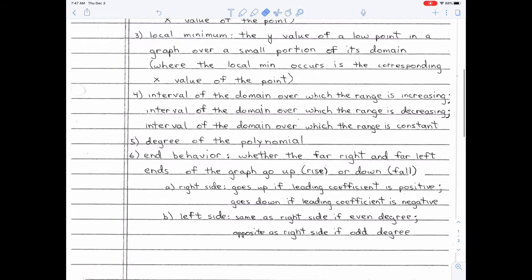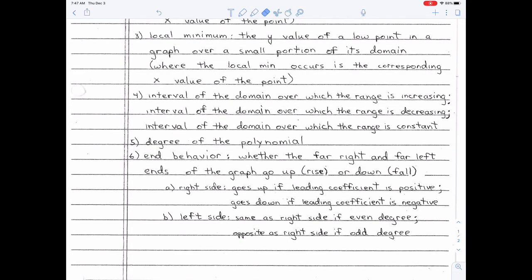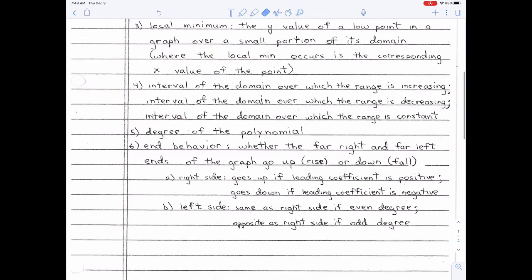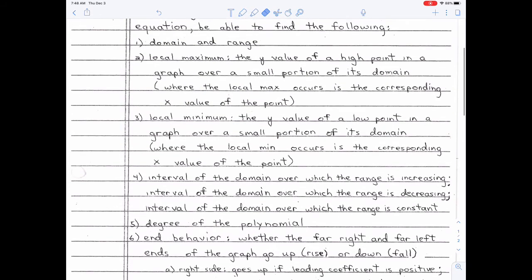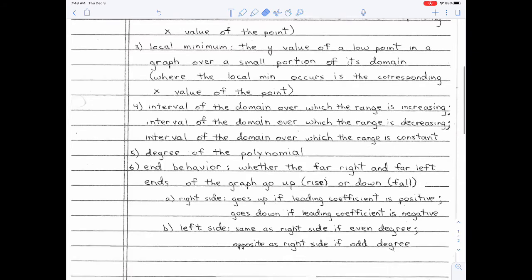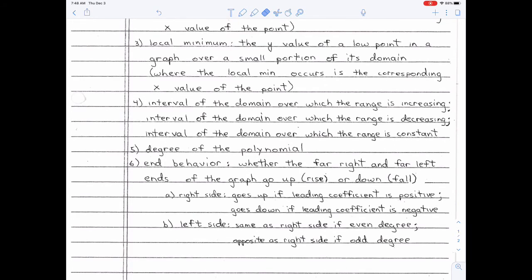Interval of domain over which the range is increasing, interval of domain in which the range is decreasing, interval of domain in which the range is constant. That goes back, we've been doing that since chapter 2. Degree of the polynomial, I've discussed that before, and behavior, whether it goes up or down. So none of this is particularly new. Even this idea of local maximum or local minimum, even though we haven't done that before, the idea of a maximum or minimum we've done, but not just a local maximum, okay?